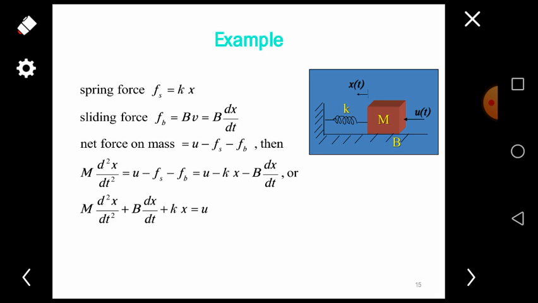Then we have to calculate these values. M into d square x divided by dt square equals u minus f of s minus f of b, equals u minus k into x minus b into dx divided by dt, or m d square x divided by dt square plus b into dx divided by dt plus k into x equals u.